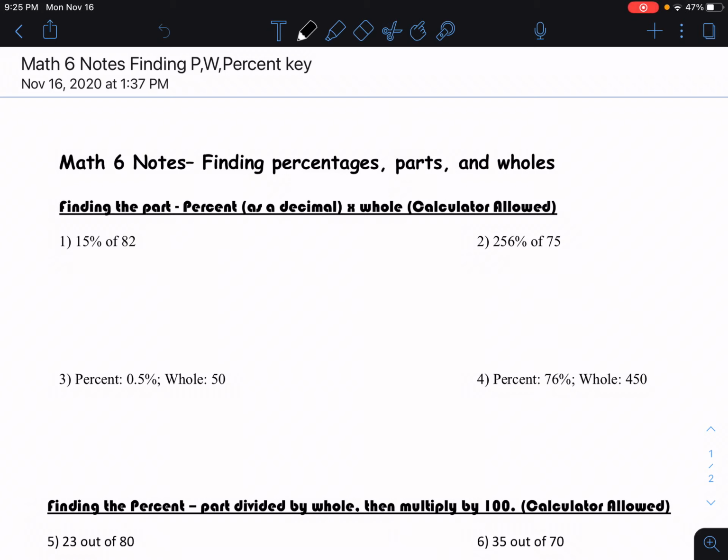Hey everyone, today we are going to be doing what's called basic percent problems. In basic percent problems, we are going to be finding percents, parts, and wholes using some different methods.